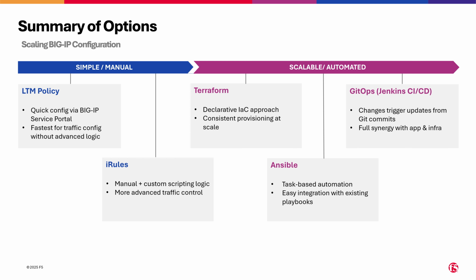At the far end of the automation path, GitOps with Jenkins CI/CD brings full integration between app development and infrastructure. In this model, configuration changes are made through Git commits. Each commit automatically triggers updates through the pipeline, allowing for quick, repeatable, and secure changes. This is the best choice for organizations with mature DevOps practices.